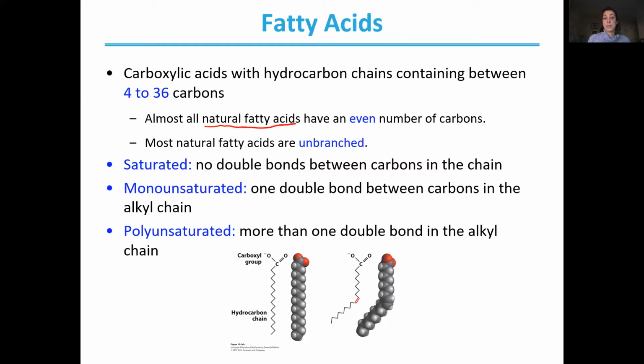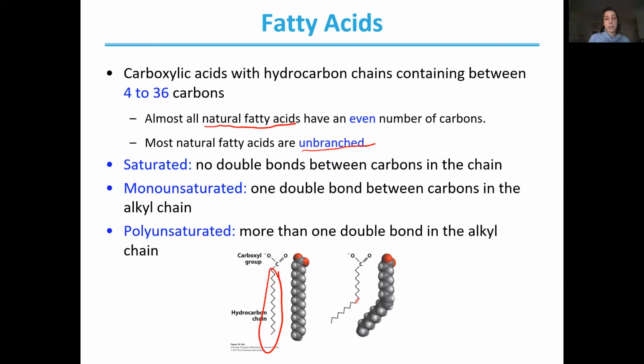Also, most natural fatty acids are unbranched. So there's no methyl group sticking off of them, no branches. They're just a single long chain of hydrocarbons with a carboxylic acid at the end.